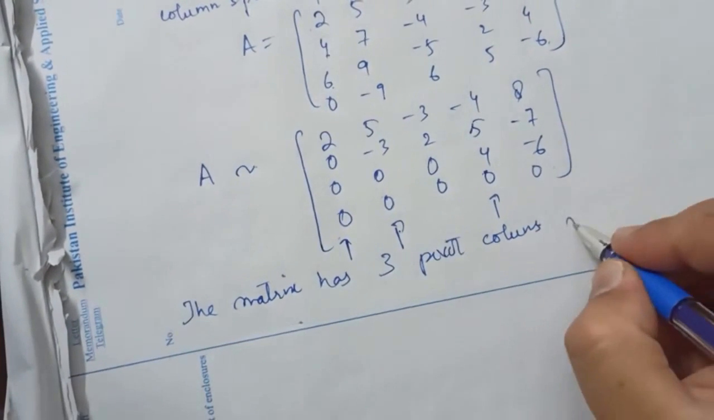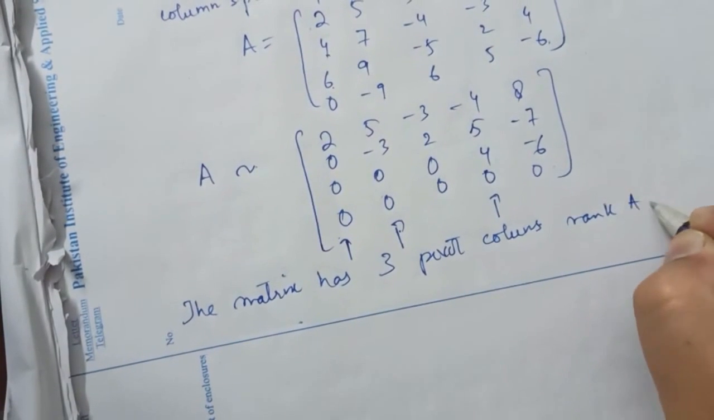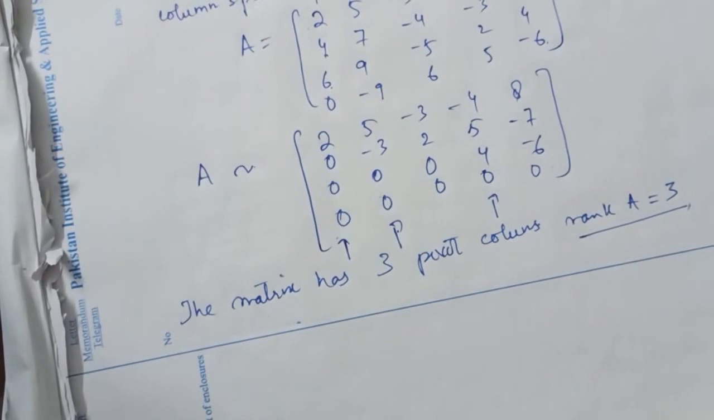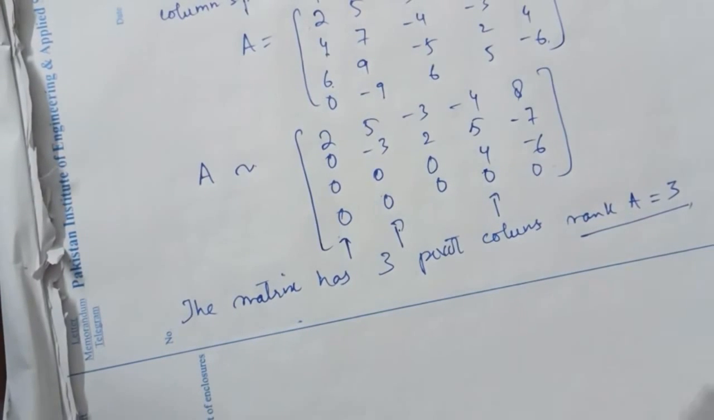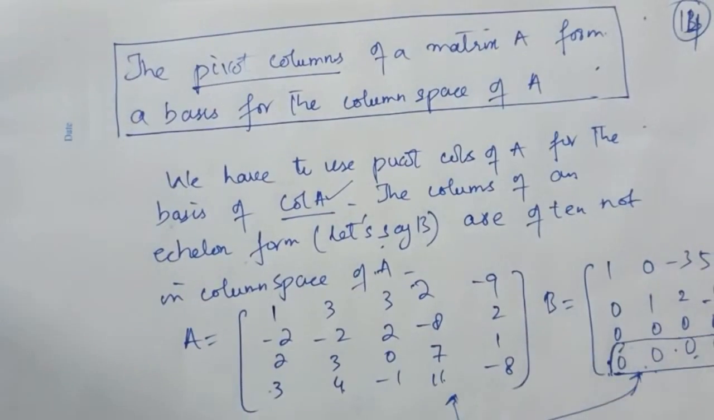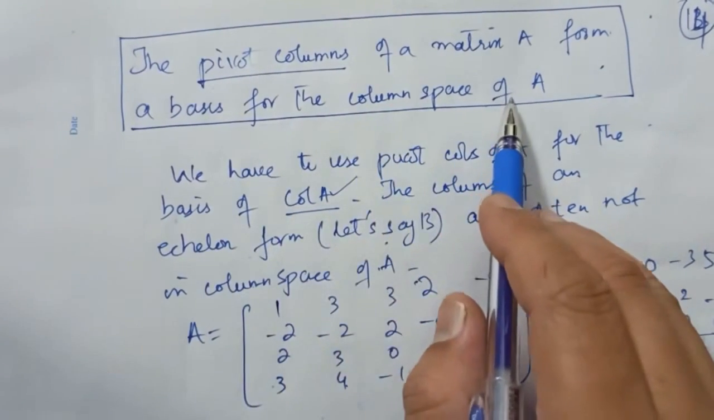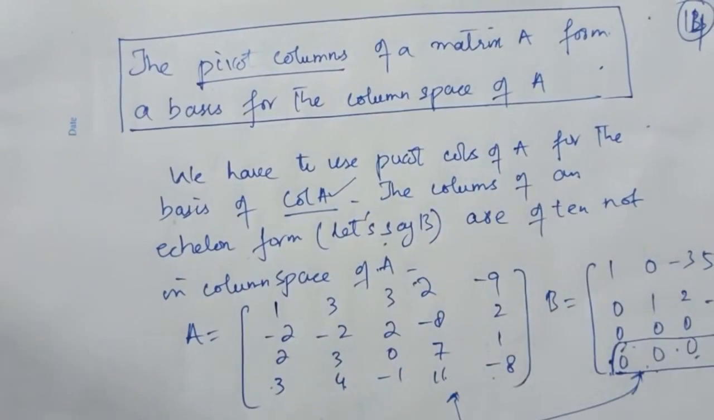So the rank of A is equal to 3, and if you remember from the last lecture, that's what we advised here, right, that the pivot columns of the matrix A form a basis for the column space of A.